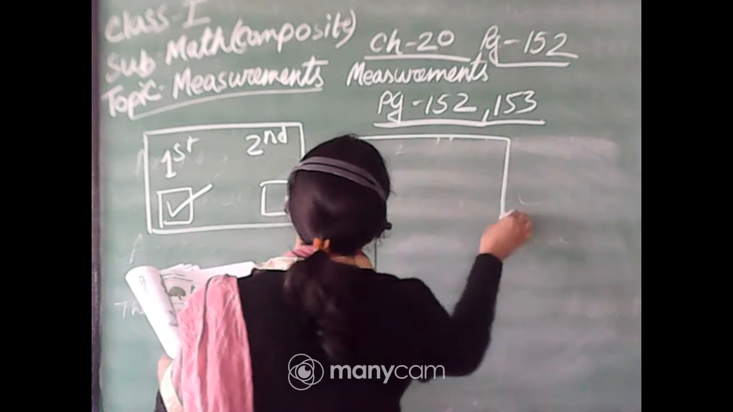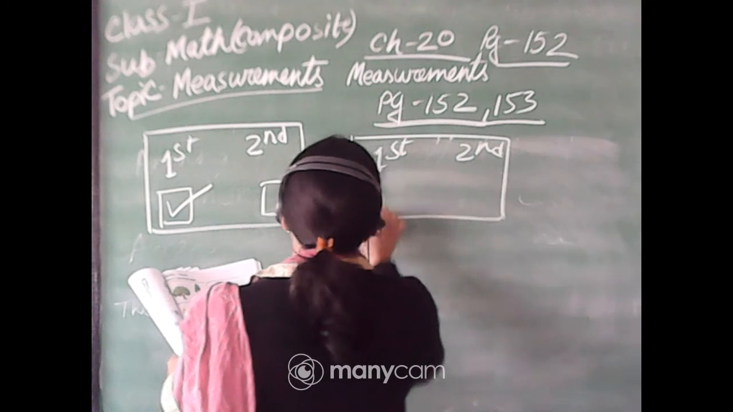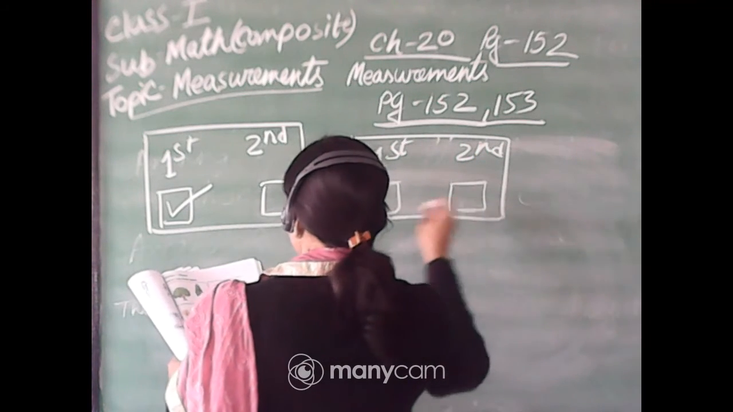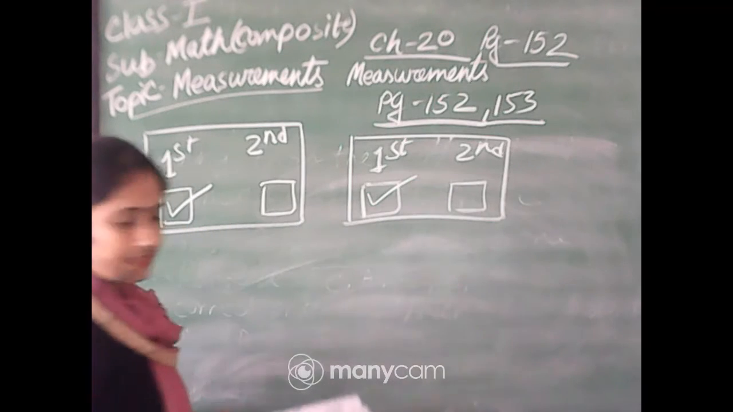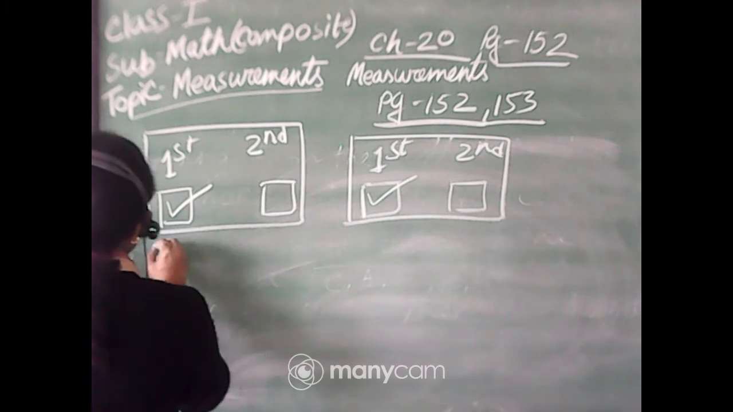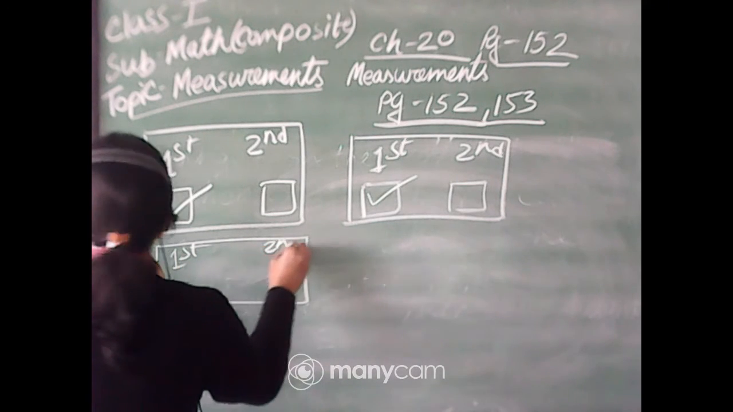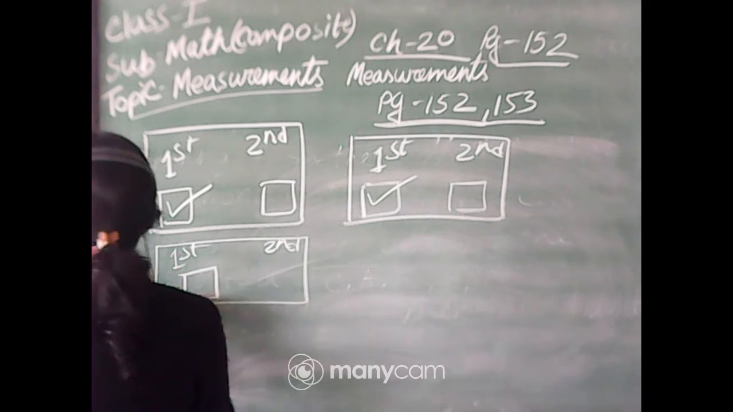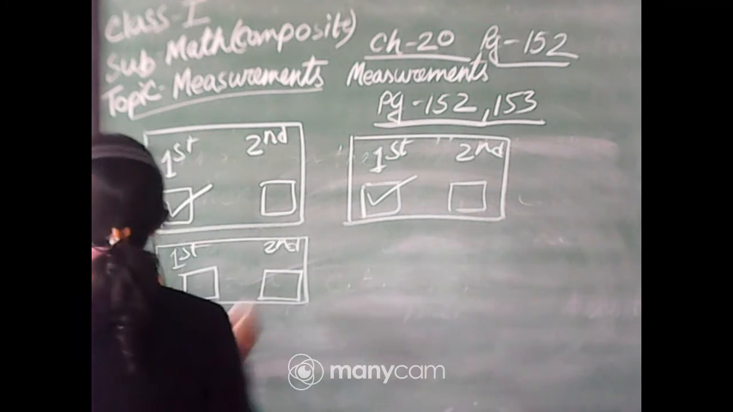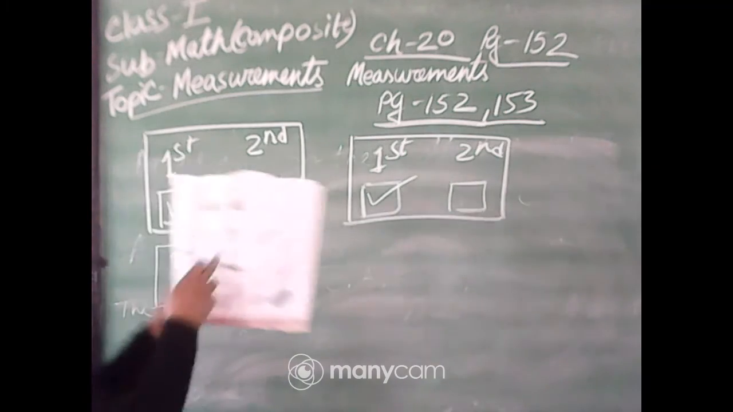Next, first and second. Which is thicker? First one is thicker. Okay. Now next, two candles are given, first and second. You have to tick the thicker object. Second one is thicker.